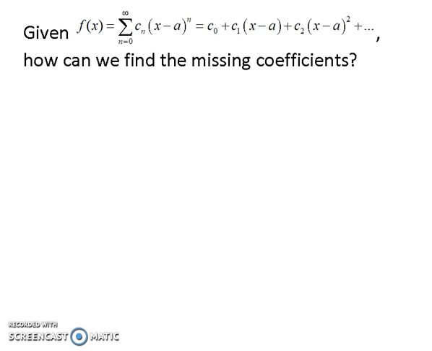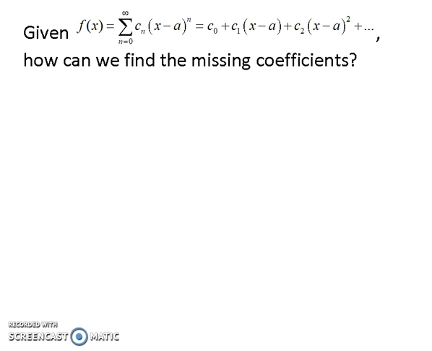So for example, if we're given a function, and if you notice, this is the formula for a power series centered anywhere other than 0. So that's where that x minus a to the n comes from. And so then we've got the expanded form written out for the first few terms there. So the question then becomes, how could we figure out what those missing coefficient values, c sub 0, c sub 1, c sub 2, are, or where they come from?